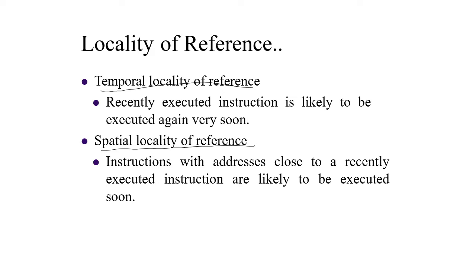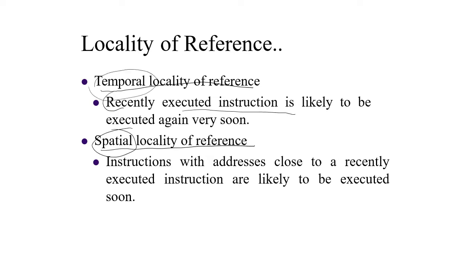The temporal locality of reference indicates that a recently executed instruction is more likely to be executed again very soon. This locality of reference refers to the set of instructions that are repeatedly executed by the processor. We have two types, temporal and spatial.